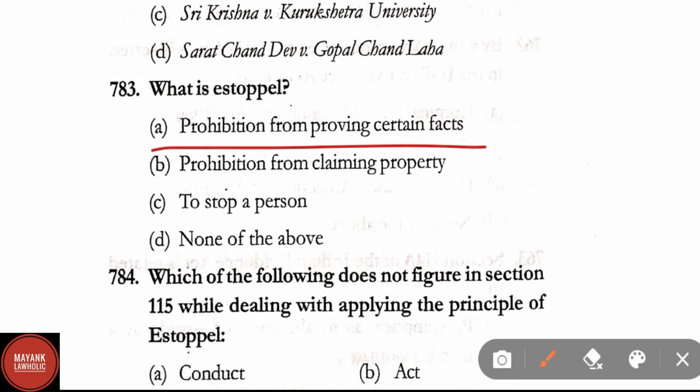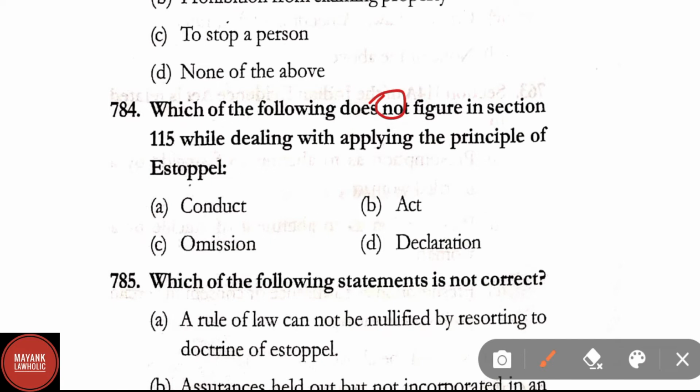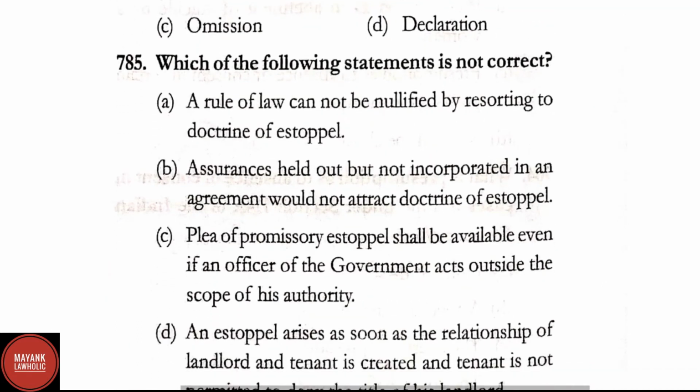Option A. Prohibition from proving certain facts is estoppel. Question number 784. Which of the following does not figure in section 115 while dealing with applying the principle of estoppel? Here the correct answer is option A, that is conduct. Whereas the other options, act, omission and declaration, figure in section 115 while applying the principle of estoppel.